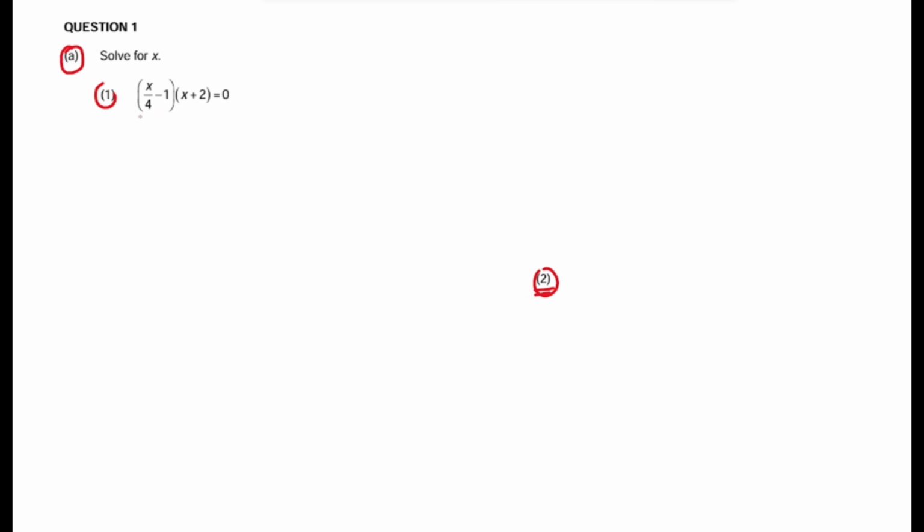Right, if you check, this is already factorized for us. It's now in the form a times b is equal to 0. See that? So it means we have our two factors that if we multiply them, we get 0. So it's either x divided by 4 minus 1 is equal to 0, or x plus 2 is equal to 0. Please don't be tempted to expand this. There's no need to expand.